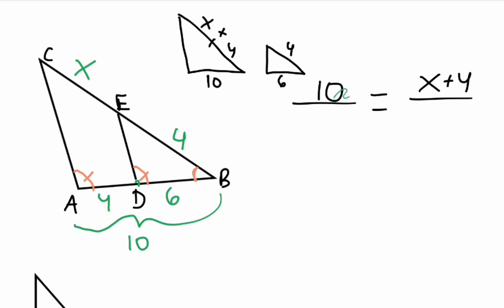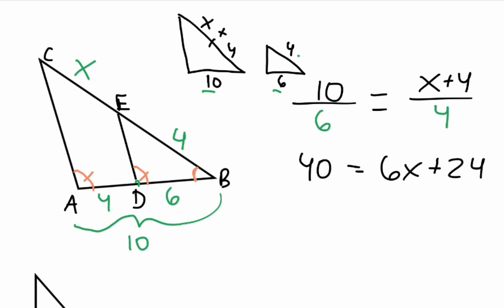And then the little triangle, we just need to line up. So the 6 is the one that goes along with the 10, right? It's the corresponding side. And the 4 is the one that goes with the x plus 4 on the other one. And so now we have something we can solve. And so if we cross multiply, this is 10 times 4, so 40 equals 6x plus 24. Don't forget to distribute. And subtract 24 from both sides. So 40 minus 24, so 16. And then divide both sides by 6.